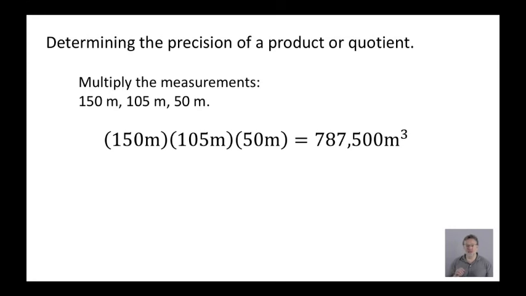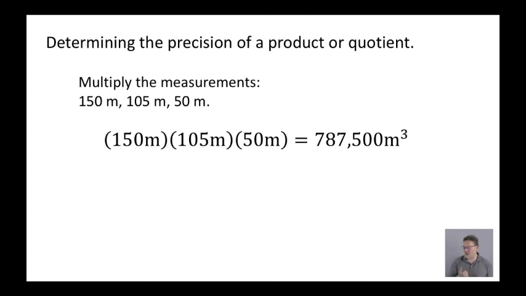For the first one, 150, the 1 and the 5 are significant, the 0 is not. That has two significant figures. For the second one, 105, again, the 1 and the 5 are significant, and because the 0 is in between them, that 0 is also significant. That one has three significant figures.